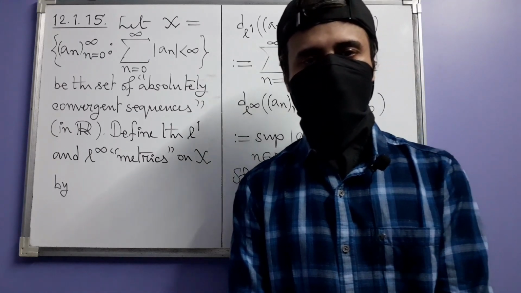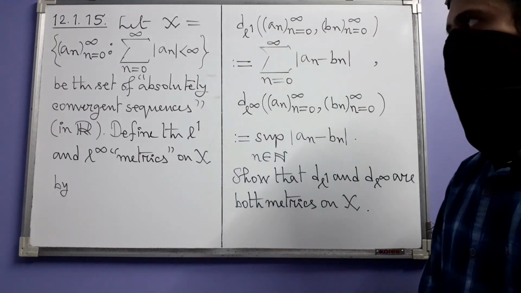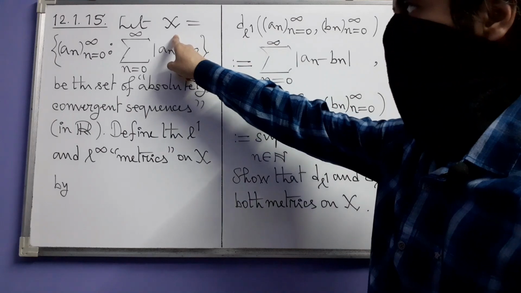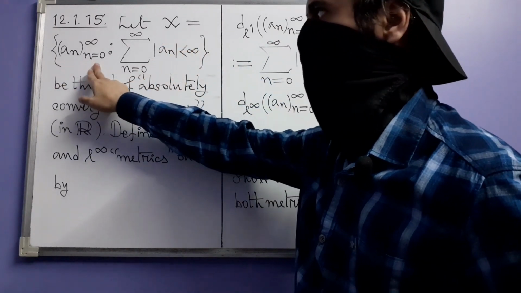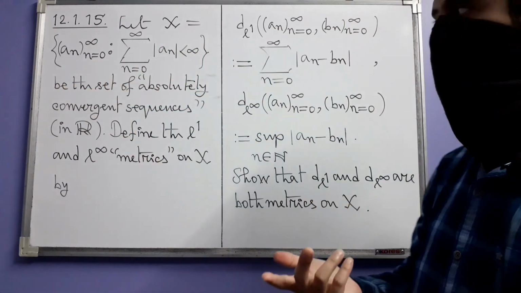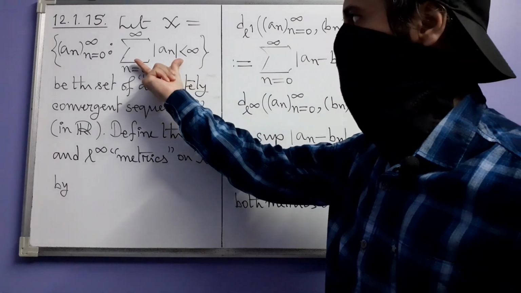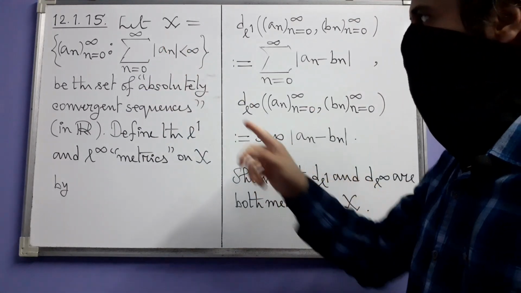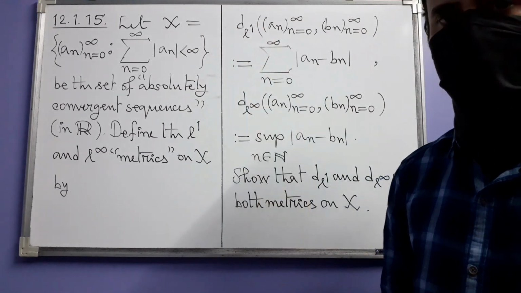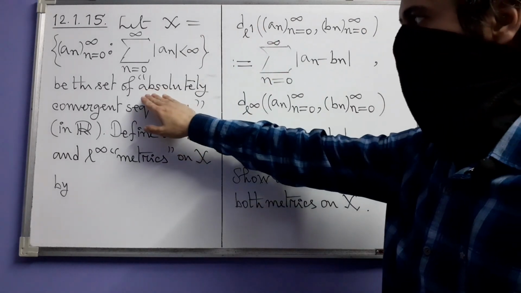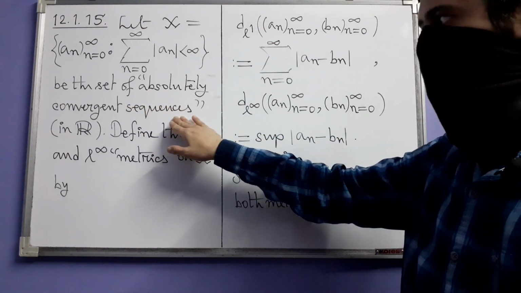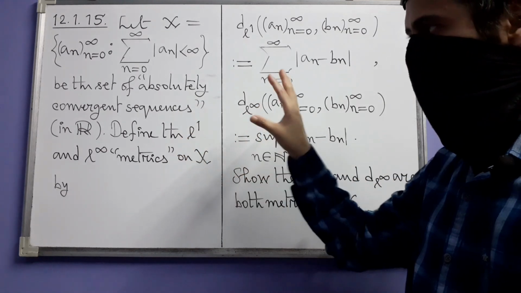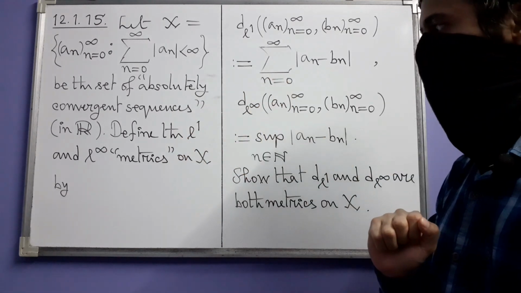Next we have exercise 15. Let us consider the set X. It consists of all sequences an of real numbers for which the series of the absolute values of the terms of the sequence is convergent, and such sequences have been called absolutely convergent sequences. This is just a name, I think, only for this exercise.